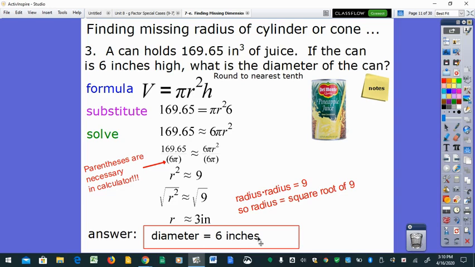Now notice your answer is not squared or cubed because it is a straight distance. It's how far across the can from edge to edge, and that wouldn't be square inches. That would just be measured with a ruler. It would be straight units, and it would be straight inches. Again, I just want to remind you to make sure that when you're dividing, if you still have the pi in there, to use the parentheses.